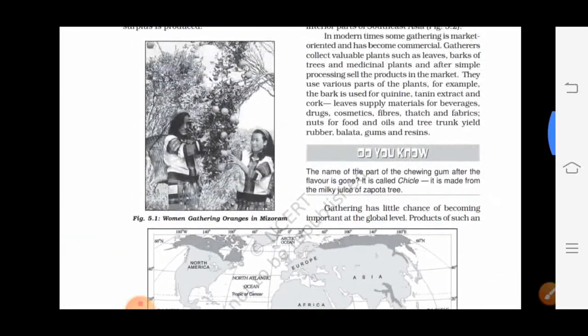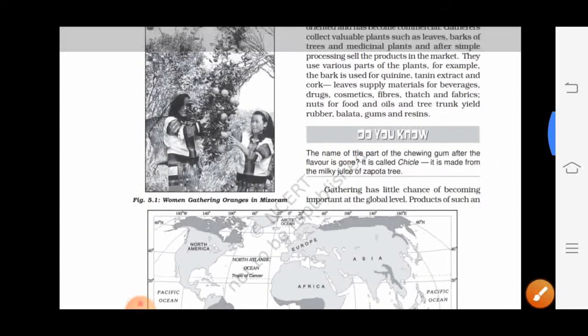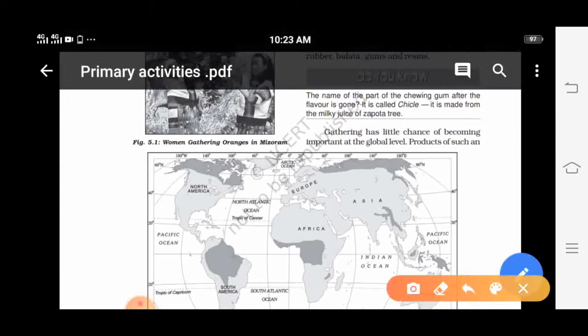Now as you see, gathering is practiced in your higher altitude, as I said, and your lower latitude regions. Now, higher latitude areas include Canada, northern Eurasia and southern Chile. Let us have a look here. Okay, your Canadian regions, these practice gathering.